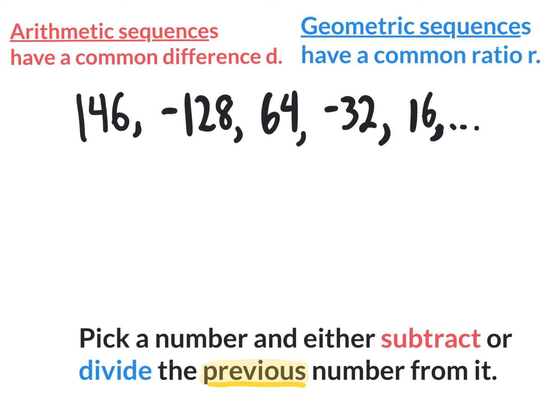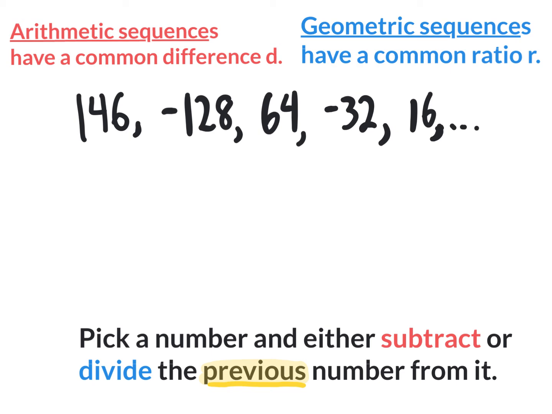It doesn't make sense for a common difference. There's definitely not a common difference. If you do 16, take away a negative 32, that's going to be a positive 48. But if you go negative 32, take away 64, that's not going to be a positive 48. So there's definitely not a common difference. This for sure is not arithmetic, but maybe it's geometric. All right? How do we tell if it's geometric? I need to do what? Division, or a common ratio, right?